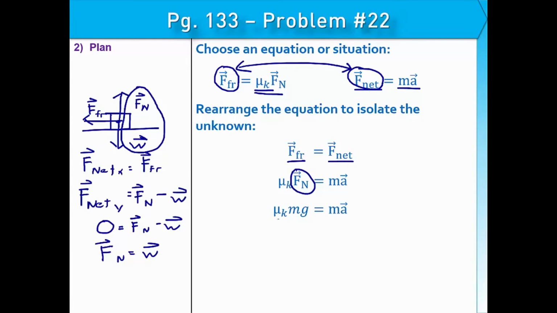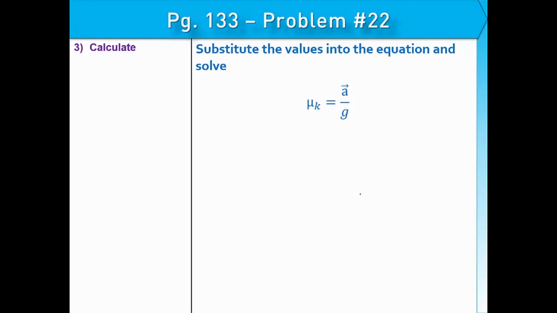From here, I can see that the two masses will cancel out, so I can get rid of the mass, and I'll be left with mu of k times g equals a. To get mu of k by itself, I'm going to divide both sides by g. The g's cancel, and I'm left with mu of k equal to a over g. Now I'm going to substitute my values into the equation. I know my acceleration of the block is negative 1.25. I know the value of g, which is negative 9.8. So I just divide negative 1.25 by negative 9.8.